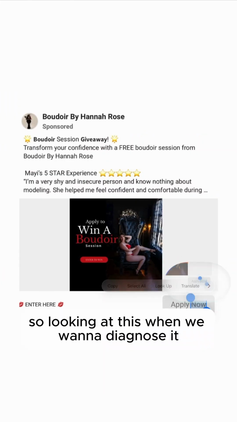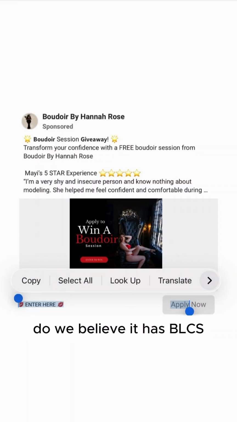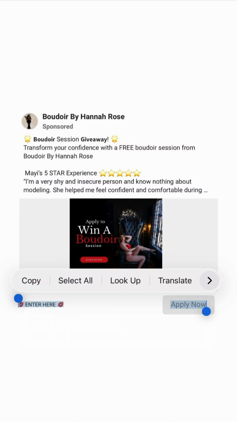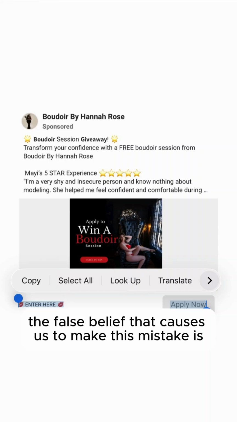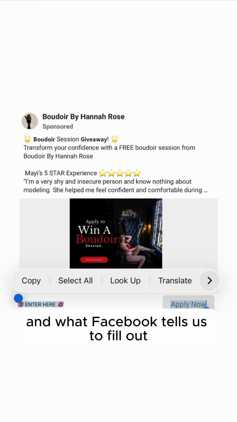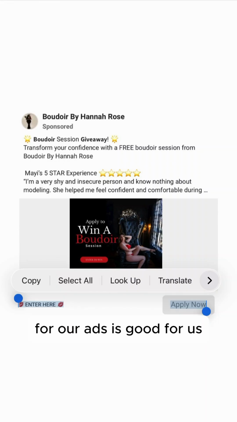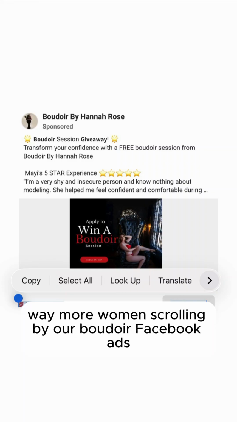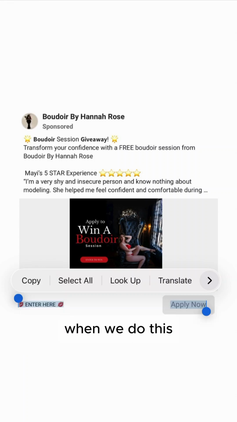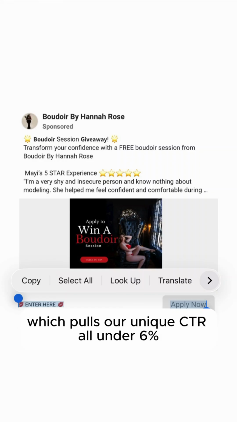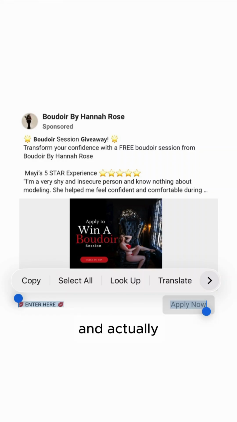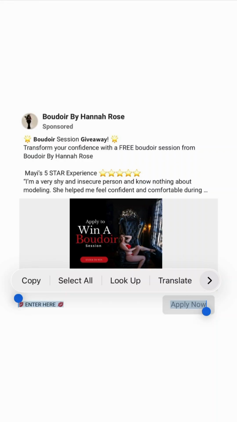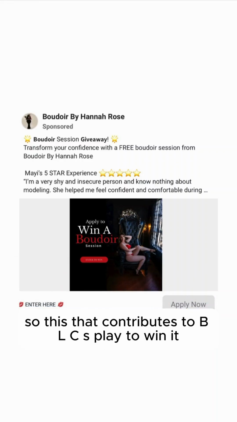So looking at this one, we want to diagnose it. Do we believe it has BLCS, yes or no? All right. So we get the below creative cluster mistake here. The false belief that caused us to make this mistake is we believe trusting Facebook is good, and what Facebook tells us to fill out for our ads is good for us, but in fact it's bad for us and good for Facebook. So the consequence of this, we're going to have way more women scrolling by our Boudoir Facebook ads when we do this, which pulls our unique CTR under 6% and actually allows Facebook to serve more ads per unit time, making Facebook more money per unit time.